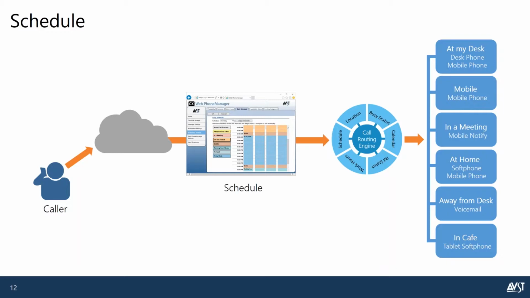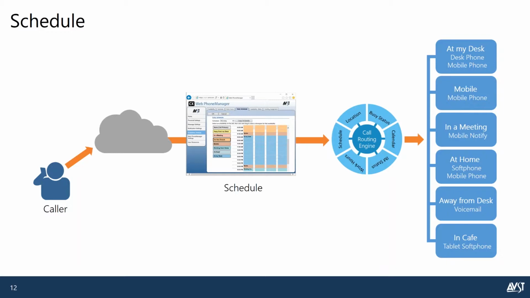And by the way, your schedule has overrides as well. And then it goes to the call routing engine that uses all these pieces of context: your location, the schedule, your programmed work hours, your calendar, your status. And based on those, it sends the call to what's called an availability list, which is just a telephone number list. So when I'm at my desk, bring my desk phone first and then my mobile.